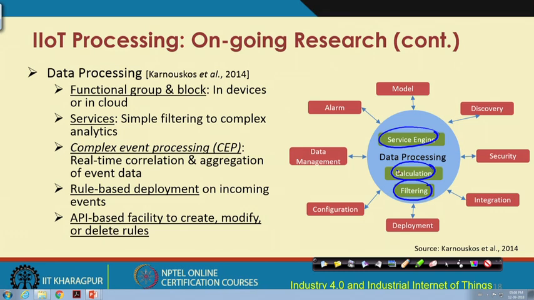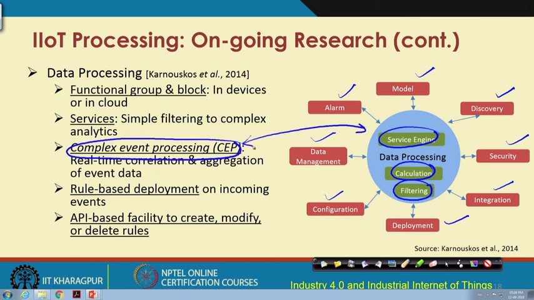Service computation, calculation of different types of computation etc., and filtering, all of these are different components of this data processing engine. Here they have considered this particular engine to be interacting with alarms, different models, discovery components, security components, integration components, deployment components, configuration components and data management components. As we can see here, complex event processing will be performed by this particular service engine, which will take care of real time correlation and aggregation of the event data.